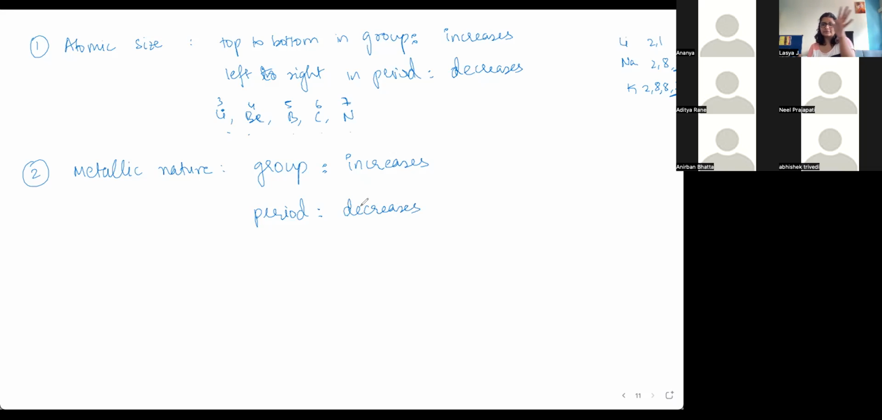So metals, when you go towards the right, see that there are a lot of non-metals on the side. Top to bottom it increases because the tendency to give away electrons increases. That's what defines your metallic nature. What other properties do you have? Ionization energy, or is that all? Atomic size, metallic, non-metallic, electron affinity and ionization energy. Should we discuss that?